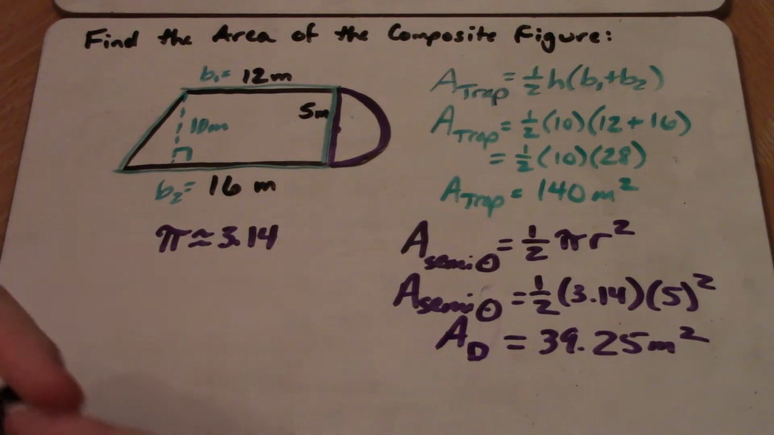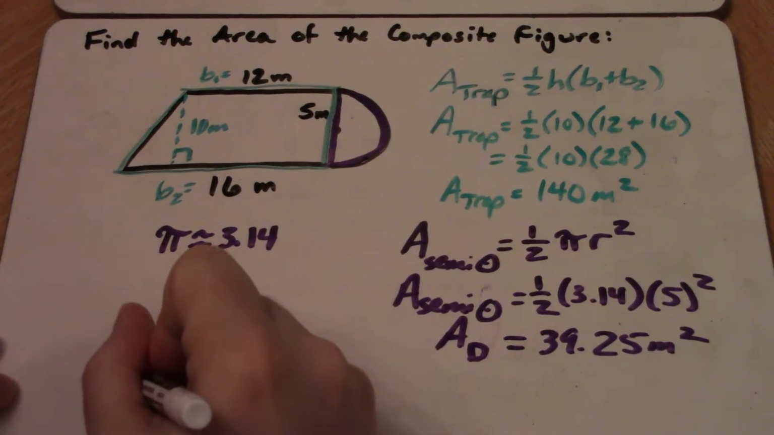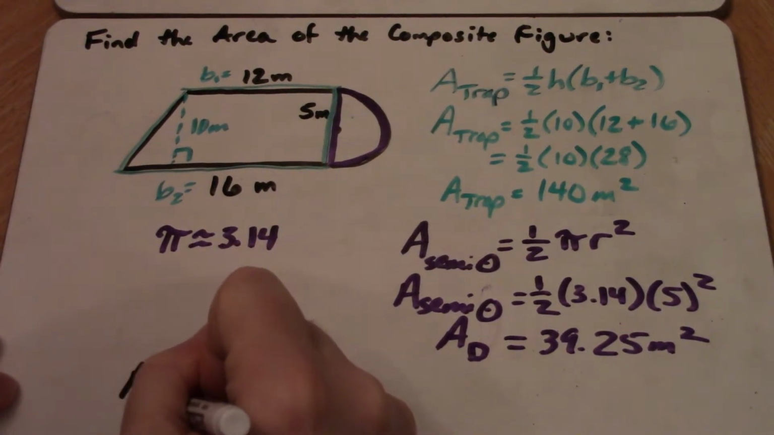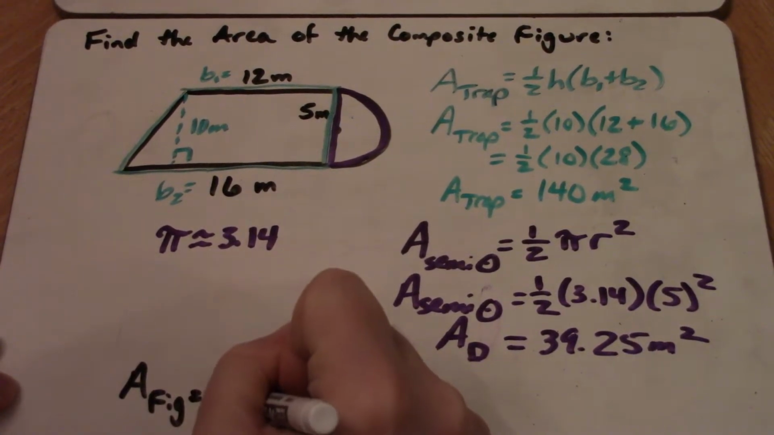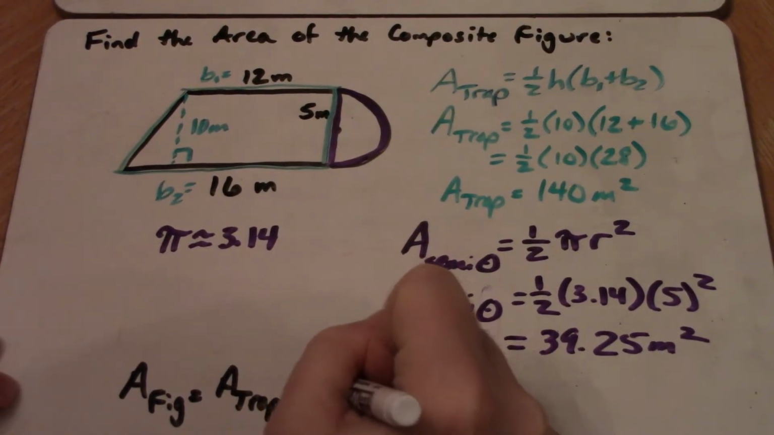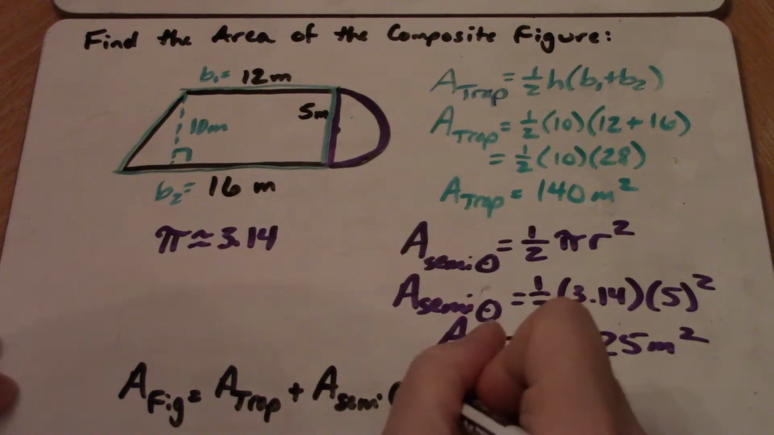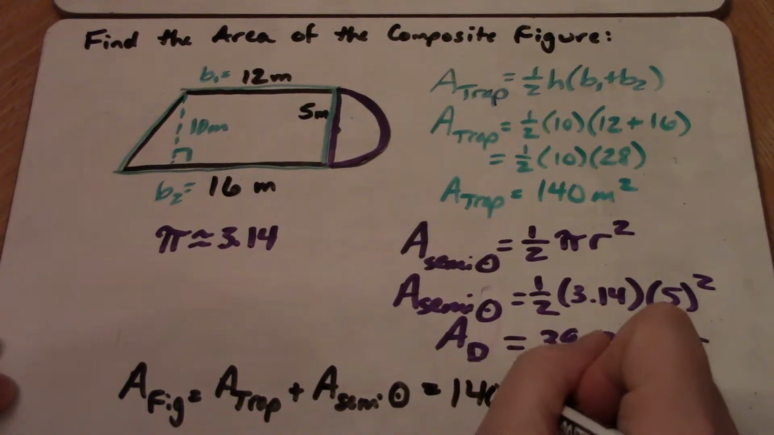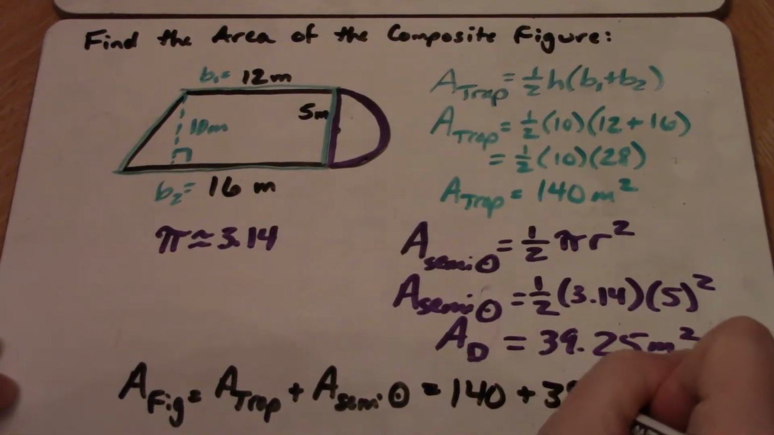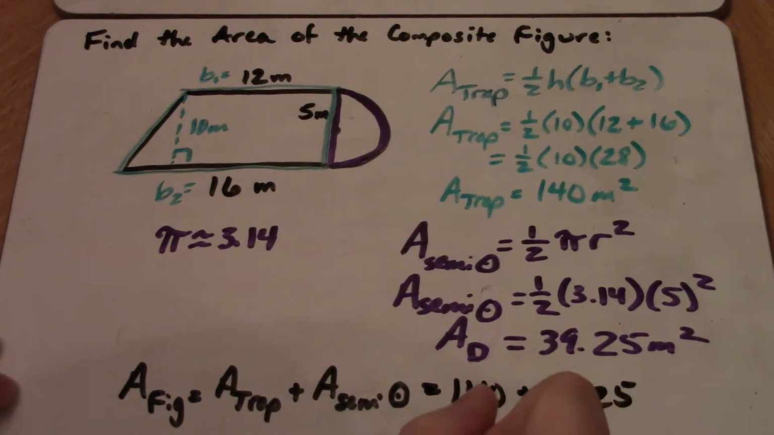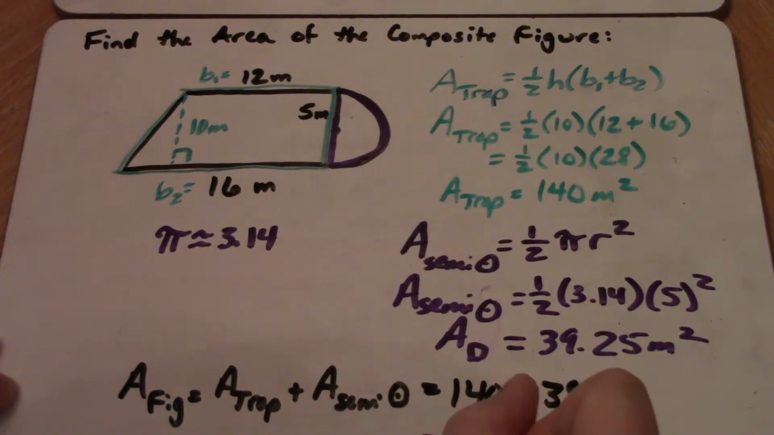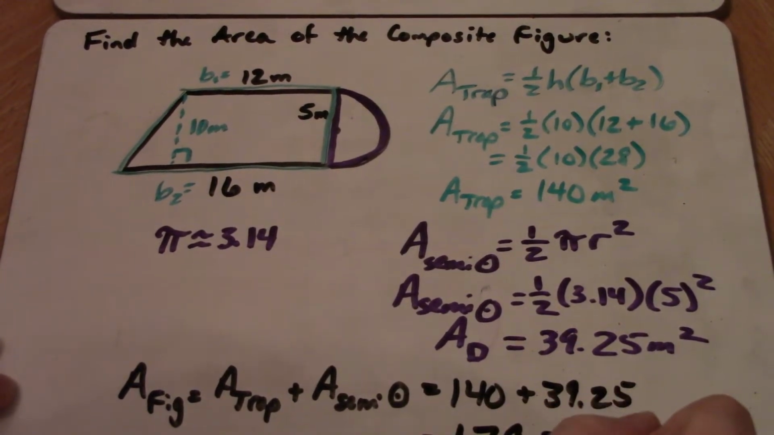The area of the figure is the area of the trapezoid plus the area of the semicircle. That would be 140 square meters plus 39.25 square meters, or a grand total of 179.25 square meters.